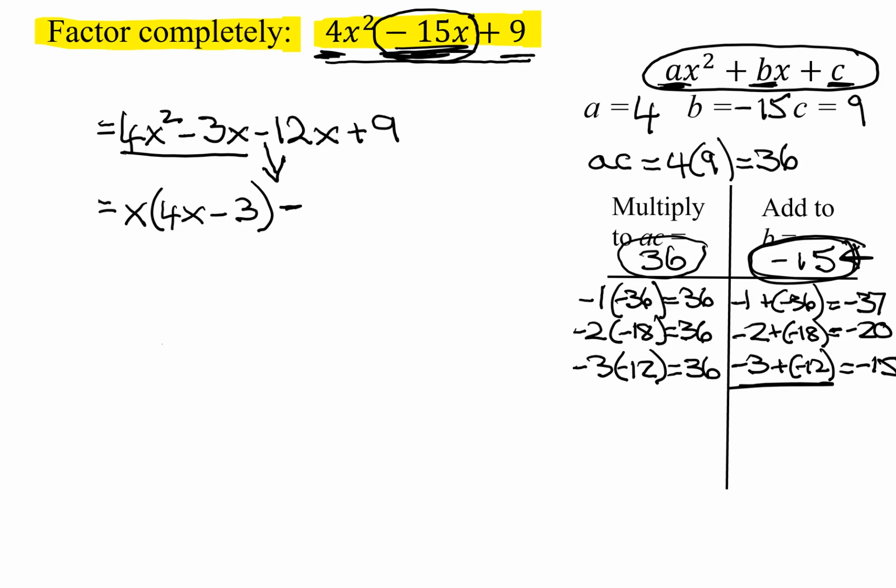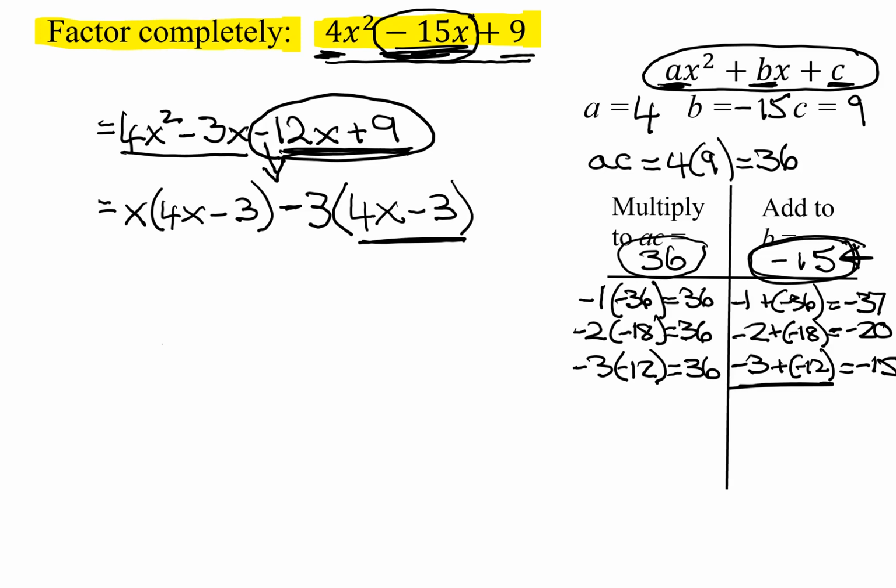And now what do the last two terms have in common? They don't have an x in common, but I think I can pull a 3 out of both terms. Now be careful, when you pull a negative out of these two terms, it means the two terms in this parentheses are going to have opposite signs to what they had up here. So pull a negative 3 out of a negative 12x, it's going to leave me with 4x. Pull a negative 3 out of a positive 9, it leaves a negative 3 behind. You can think about it like 9 divided by negative 3 is negative 3.